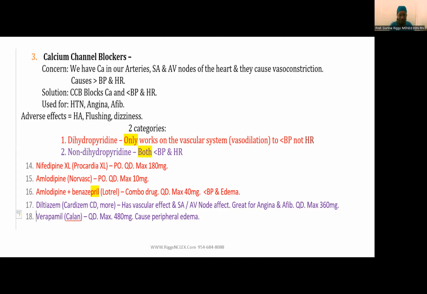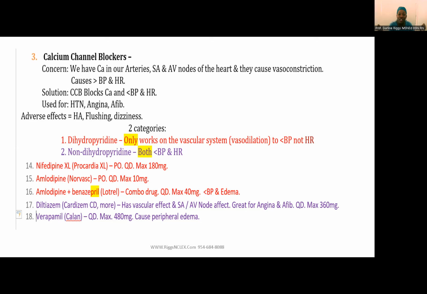That vasoconstriction causes an increase in blood pressure and heart rate. So one more time. Another way hypertension happens is due to that calcium that is in the arteries of our hearts, in the SA and AV node. They cause vasoconstriction, that closing, that tightening. That vasoconstriction causes hypertension and an increase in heart rate.